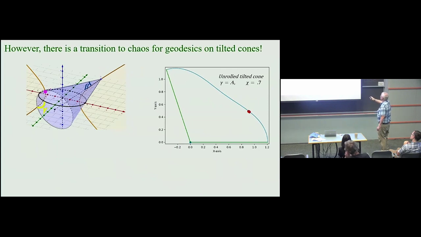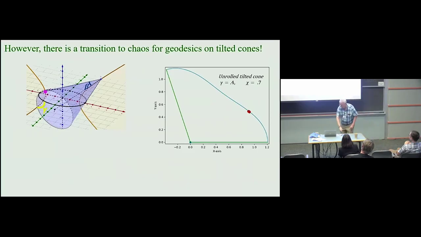Angle of incidence equals angle of reflection. This is an unrolled cone. It's just an easier way to think about things. Then I have to worry about this parallel transport singularity along the green line. So when they hit the green line, they're going to be rotated by an amount which is 2 pi chi.